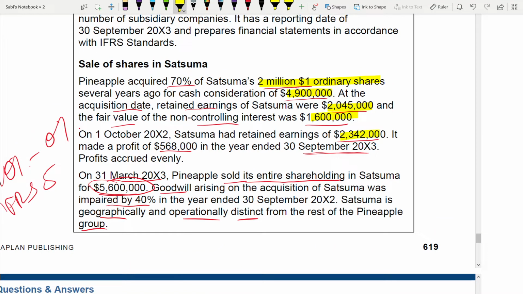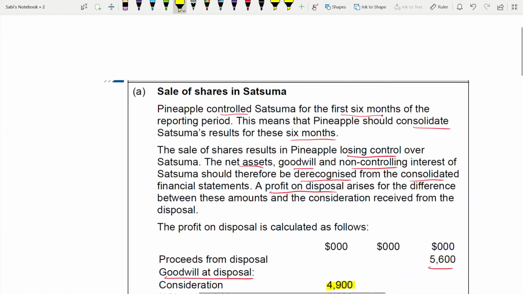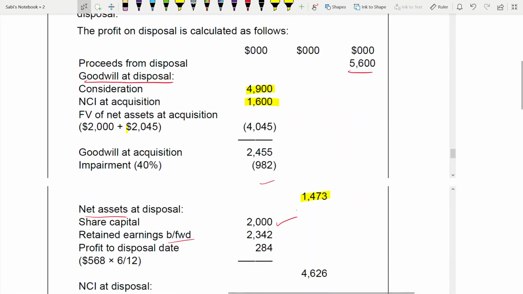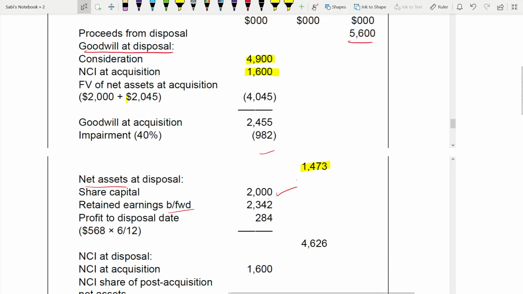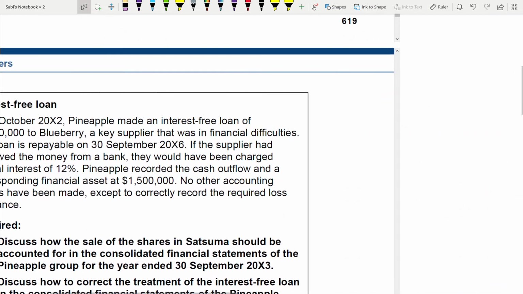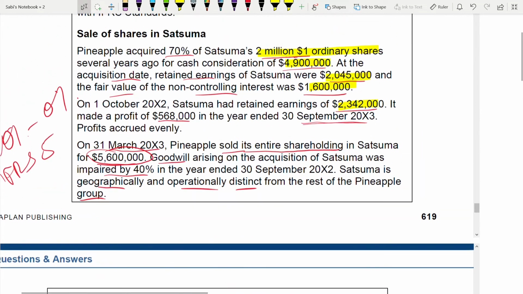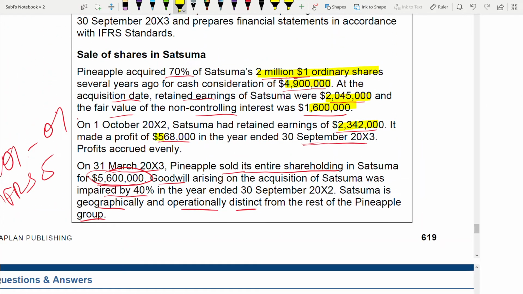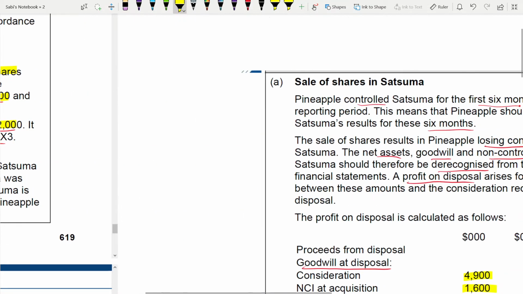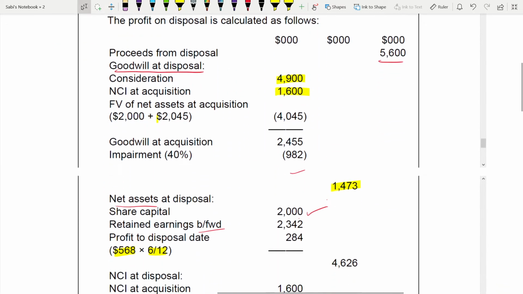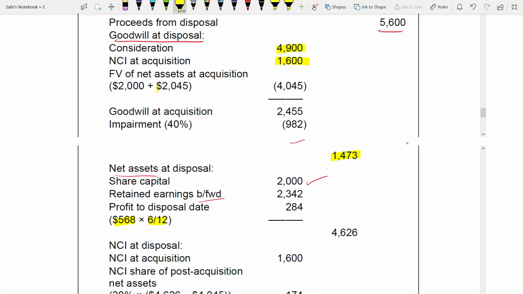And the profit, obviously you have to take the profit to disposal date. So what is that profit? Profit is 568. You are taking only for 6 months, because you are disposing in the middle. So this profit they told it is for the year, and profits accrued evenly, so you can just take 6 months of it and add it and get the net asset at disposal. This is the net asset at disposal.